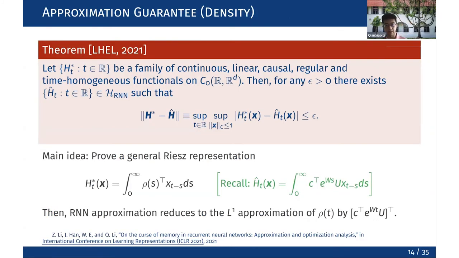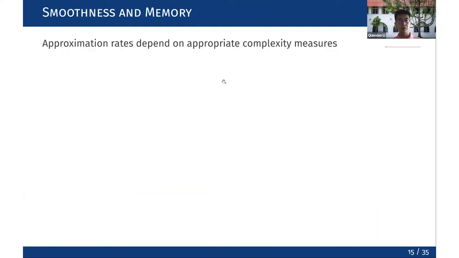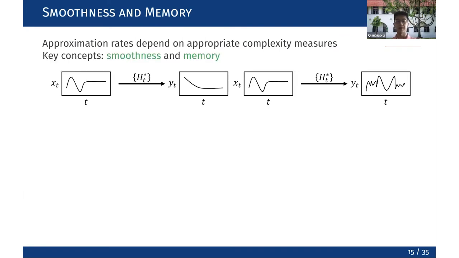So this is the basic guarantee that says that in this setting, recurrent neural networks are enough to approximate any linear functional. But of course, this is not very interesting because it doesn't really tell us what kind of functions are easy to approximate using recurrent neural networks. That turns out to be a much more interesting question. So after the density, we can look at rates. It turns out that the approximation rates depend on some properties of the function, just like in the Jackson theorem for polynomial approximation. Here, the key properties we can identify are smoothness and memory. Now, the smoothness is not that interesting, but the memory part is interesting.